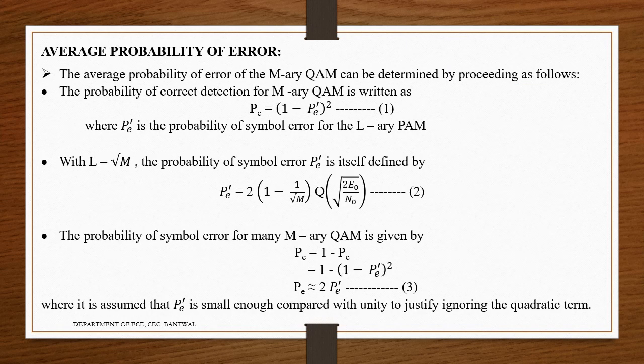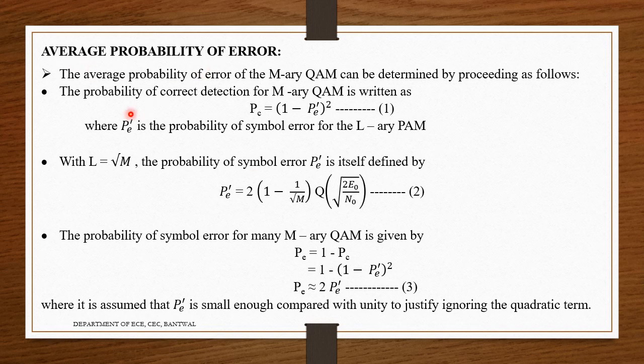Next one is the average probability of error. If we are doing it properly, we need to have the error there. We need to calculate the error. When we make a hybrid of this, we need to know how this error is to be found.